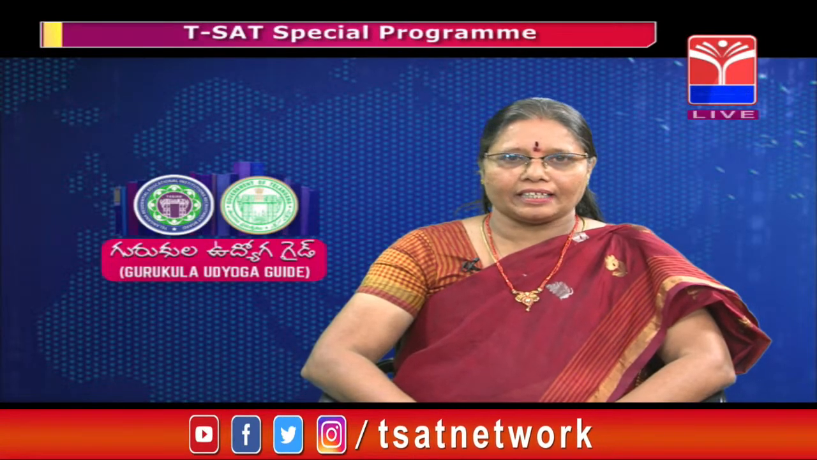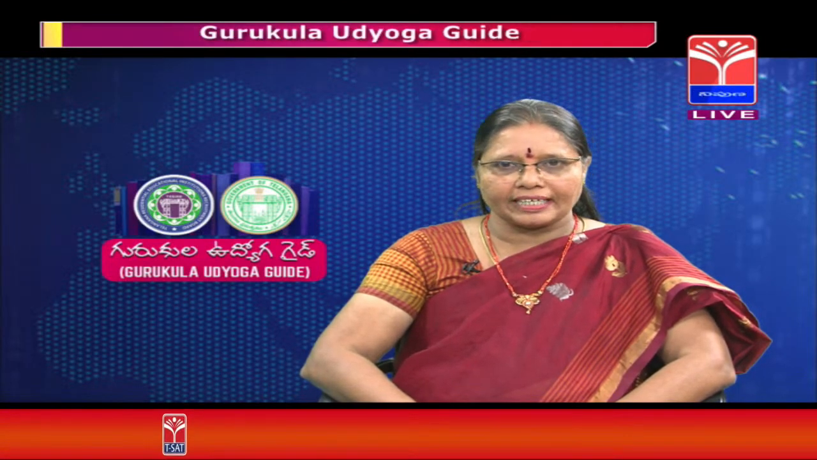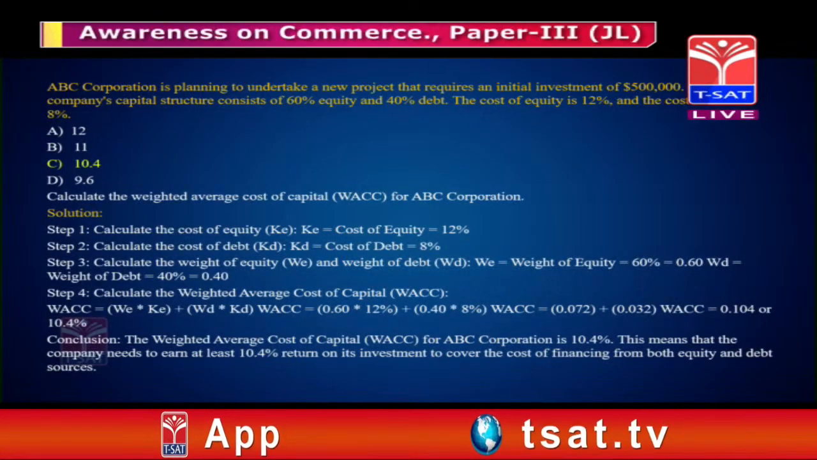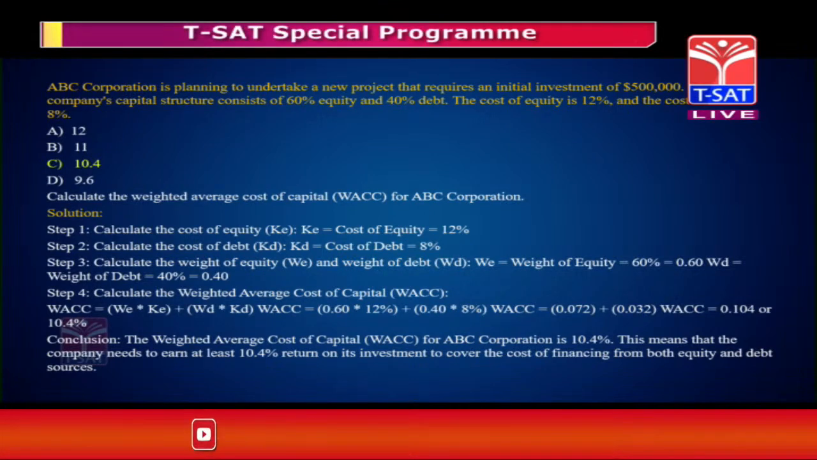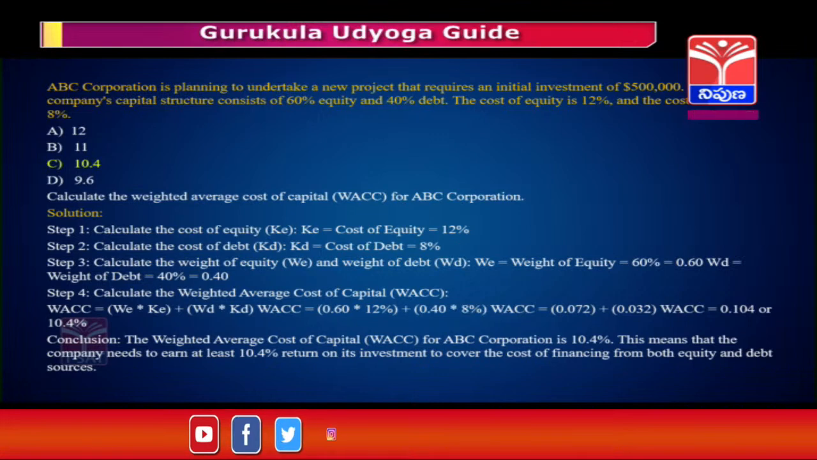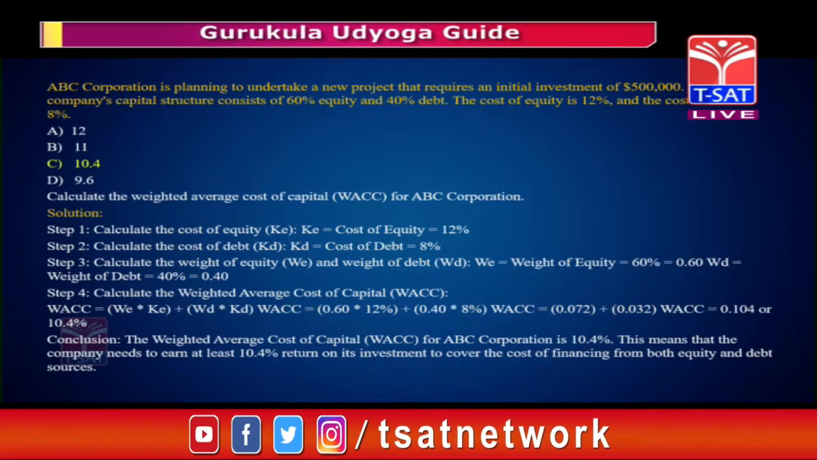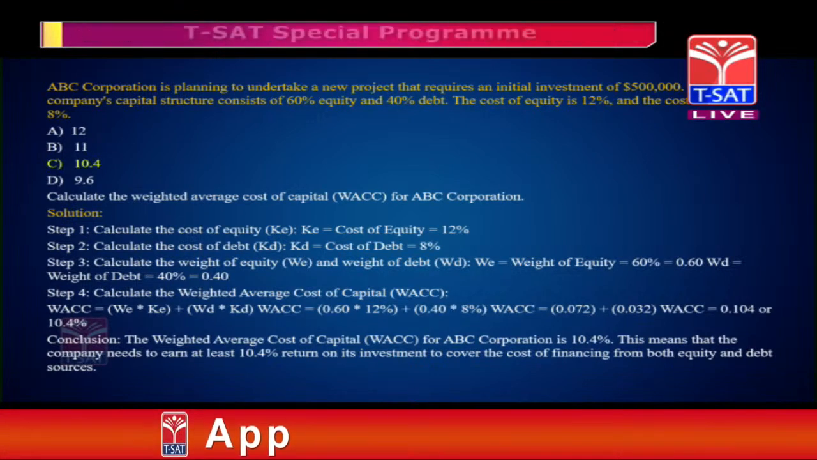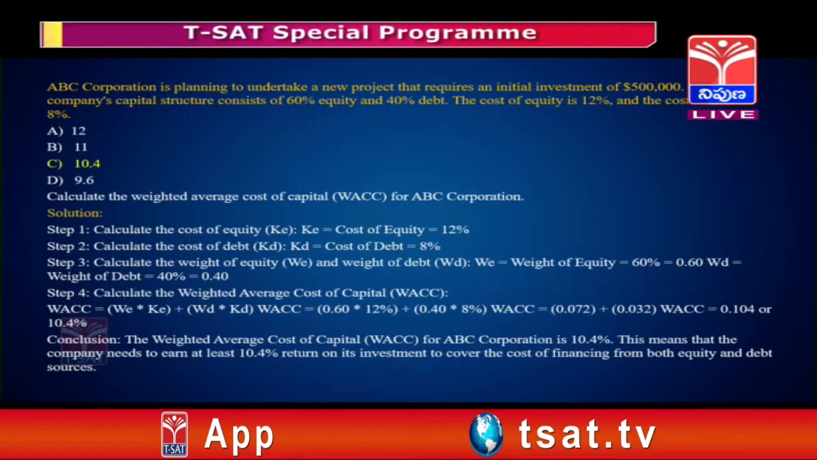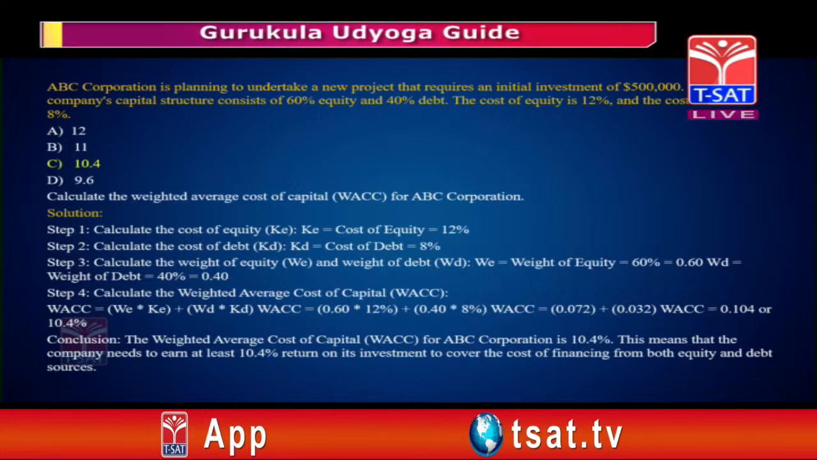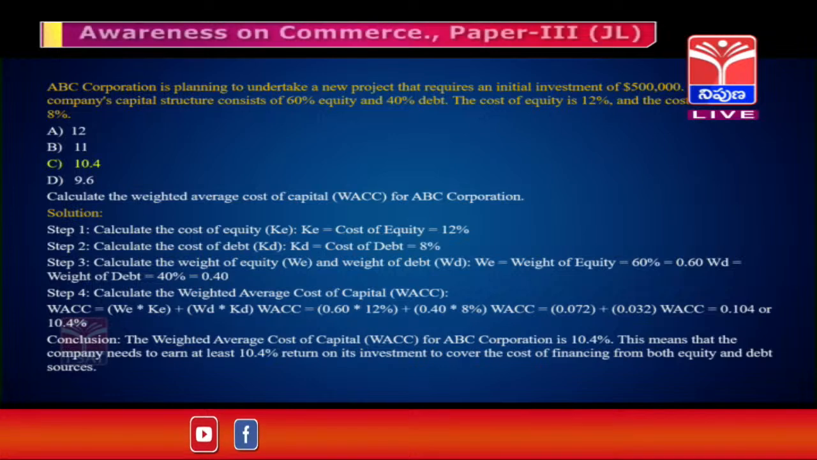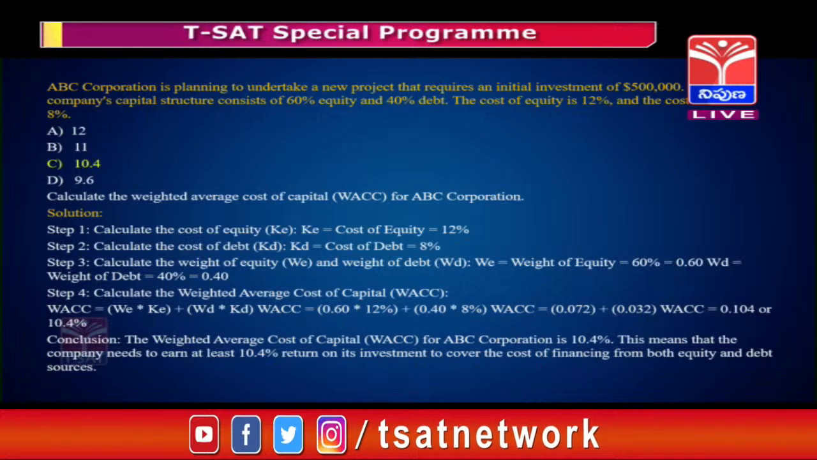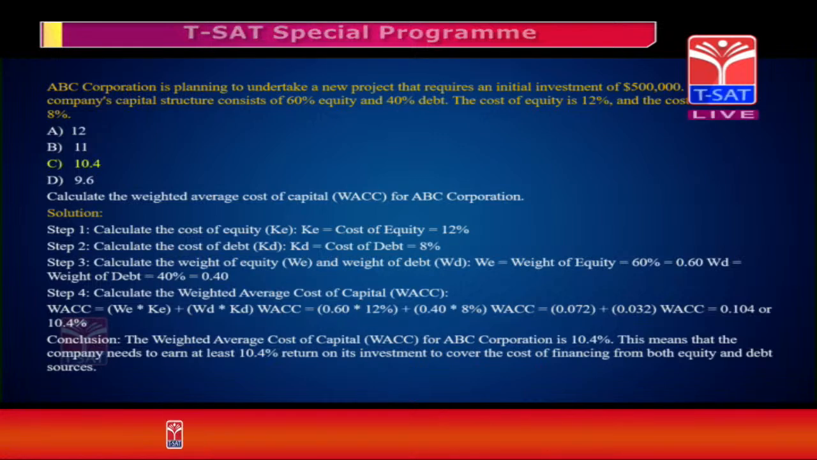ABC company is planning to undertake a new project that requires an initial investment of a certain amount. The company's capital structure consists of equity and debt: 60% equity and 40% debt. The cost of equity is 12% and the cost of debt is 8%. So what are they asking us? We need to calculate the weighted average cost of capital. First, how do we calculate the weighted average cost of capital? It is calculated by calculating each element or component separately.